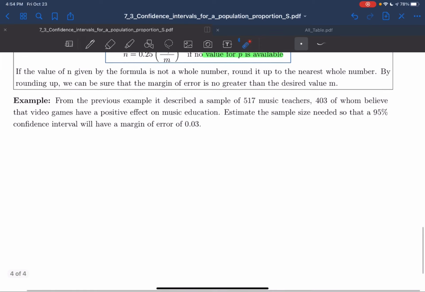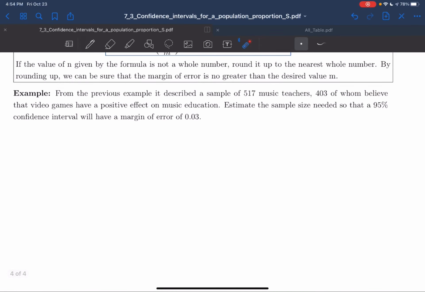So for example, from the previous example, we described a sample of 517 music teachers, 403 of whom believe that video games have a positive effect on music education. And here they're asking us to estimate the sample size needed so that a 95% confidence interval will have a margin of error of 0.03. So what sample size is big enough to have a margin of error equal to this value? That's the goal for this question.